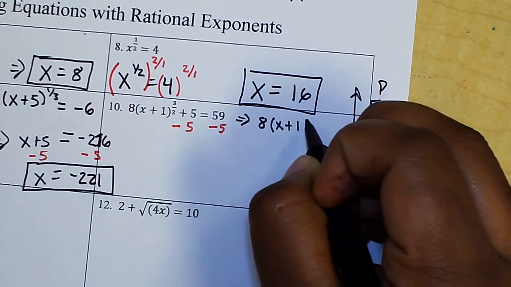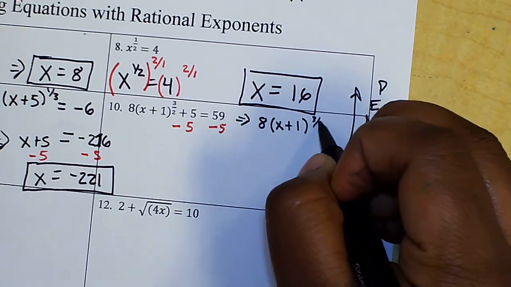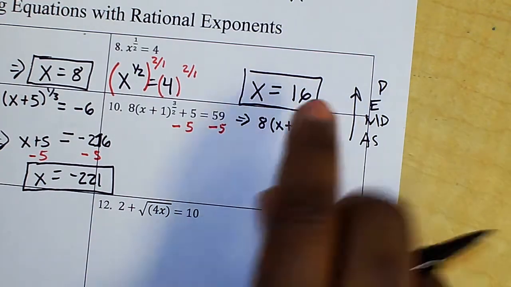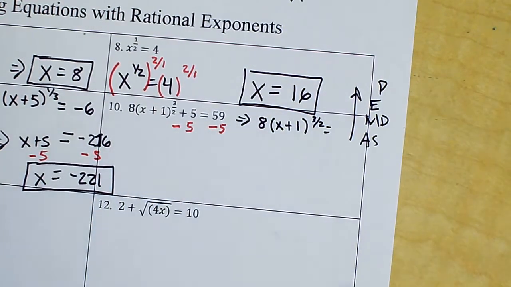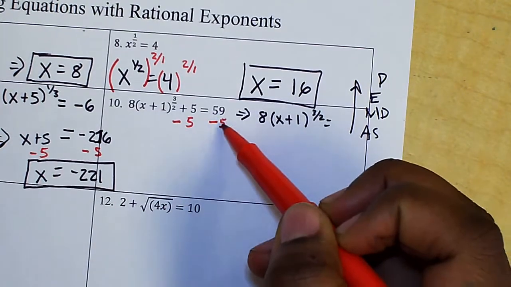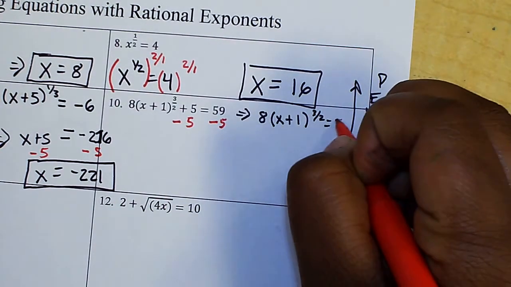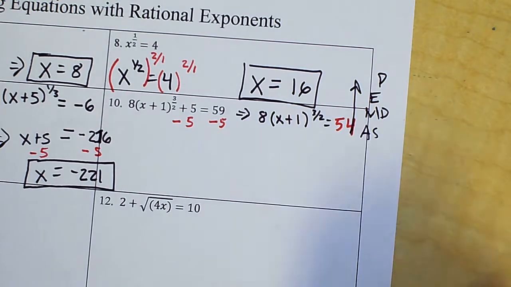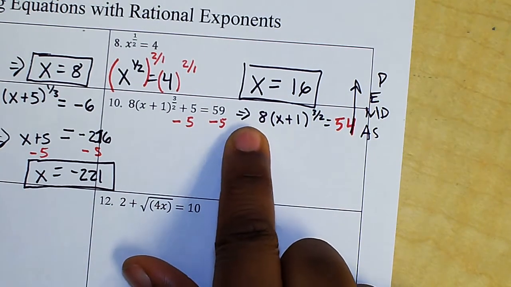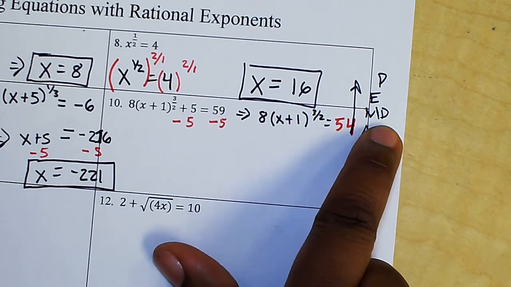parentheses, x plus 1 to the power of 3 over 2 is equal to, I should have wrote my answer. I should have wrote it over here. But 59 minus 5 is going to be 54. Sorry, you guys. I should have wrote it on the other side. But now I got to get rid of this 8. So we're going to move up the ladder.